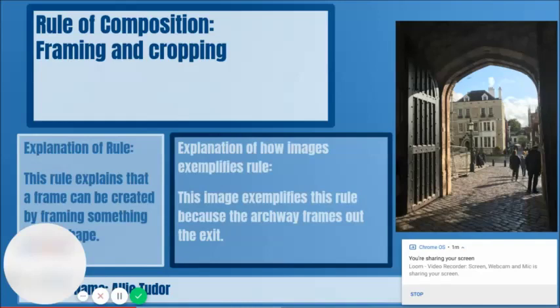My next rule is framing and cropping, and this rule explains that a frame can be created by framing something with some sort of shape or object, and so this image exemplifies this rule because the archway frames out the exit.